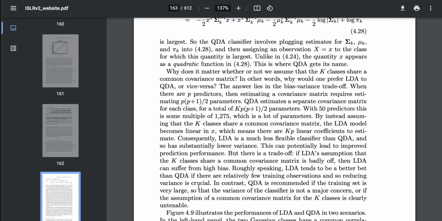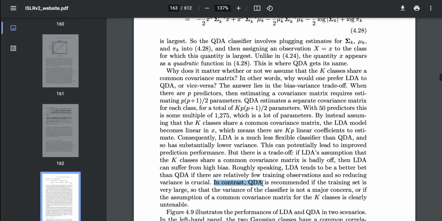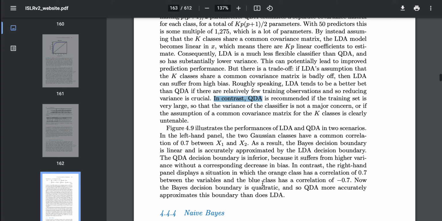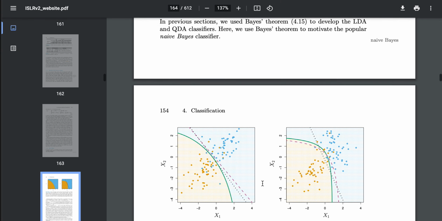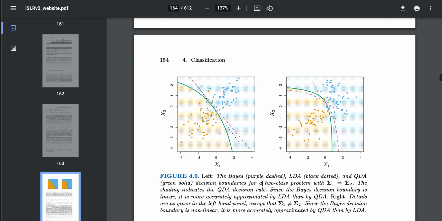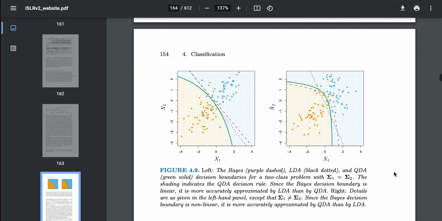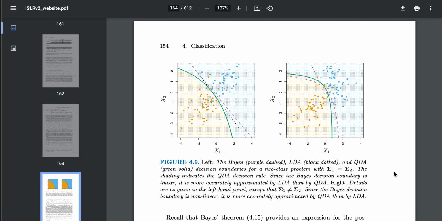But if we have a very large training set, then yes, that means that we probably have enough information in the data so we can accommodate a more complex model. I pause here a little bit so you have time to read this.